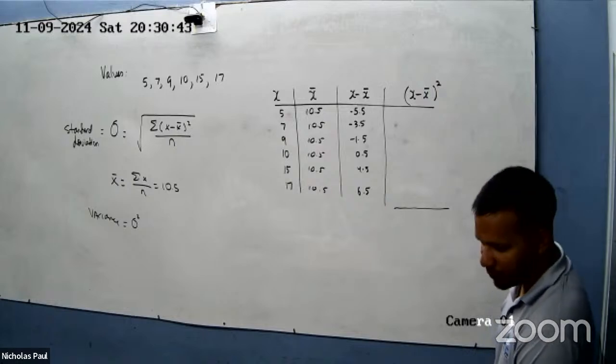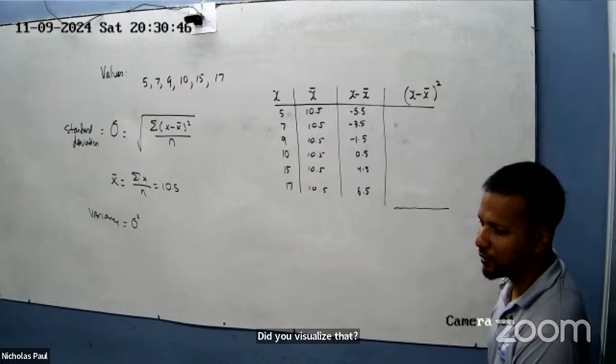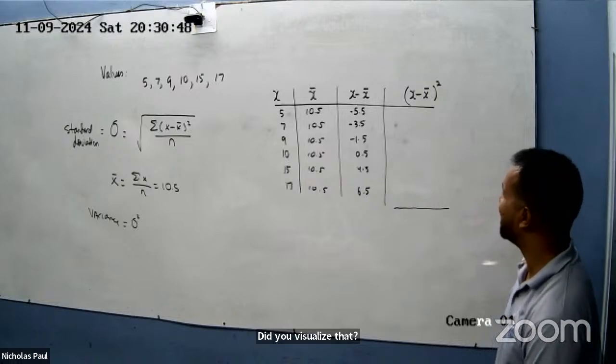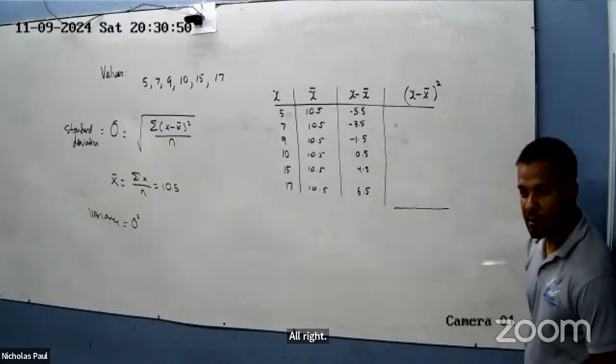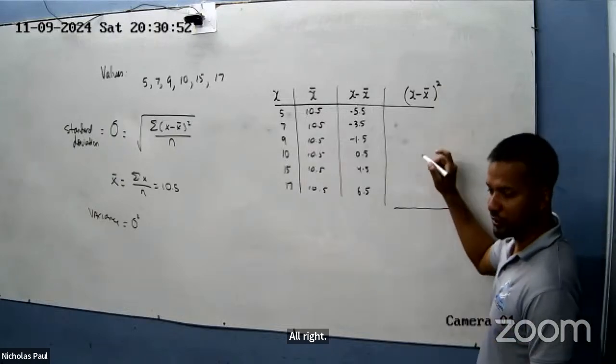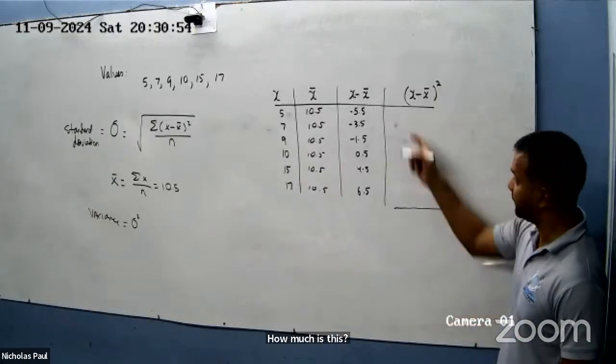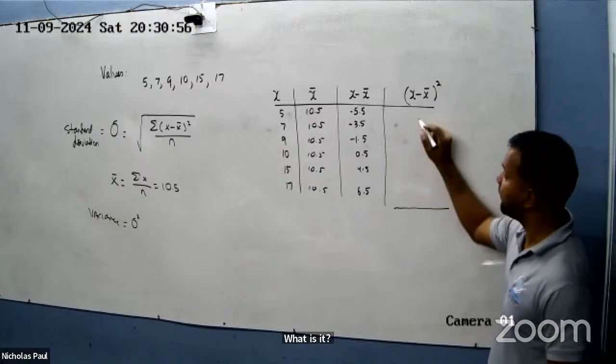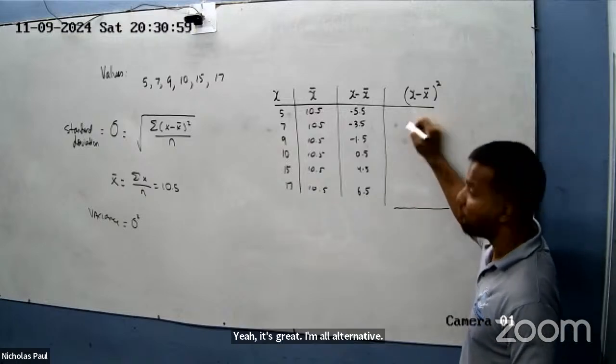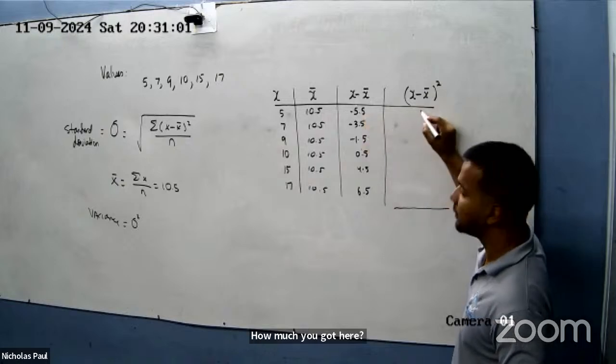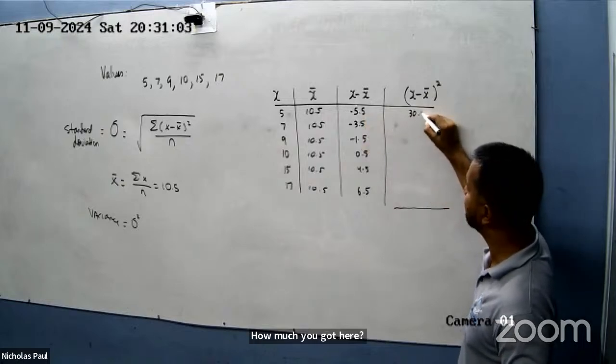I'll send that one. How much is this? How much is it? You already share? Yeah, just square them all out already. How much do you get here? Remember you're squaring this, right? 30 points. Next one.